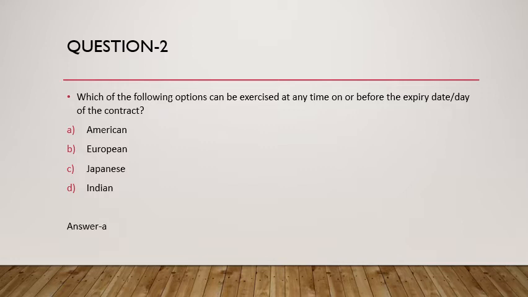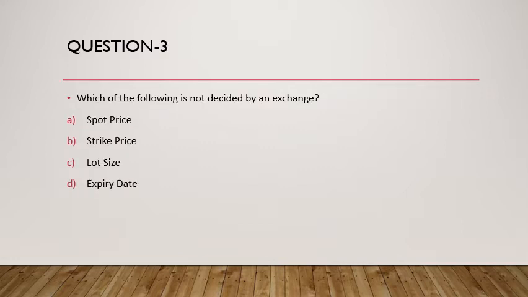Let me move on to the third question, which is about which of the following is not decided by the exchange. When contracts are designed, whether options or futures contracts, exchanges define or fix many variables. Expiry date is decided by the exchange. Lot size of each contract is decided by the exchange. Strike price is also decided by the exchange. But spot price is market determined. This is not decided by the exchange. So the answer here is A.